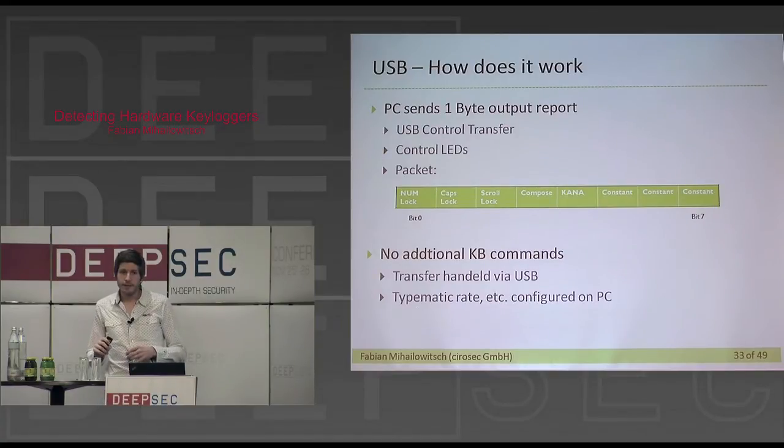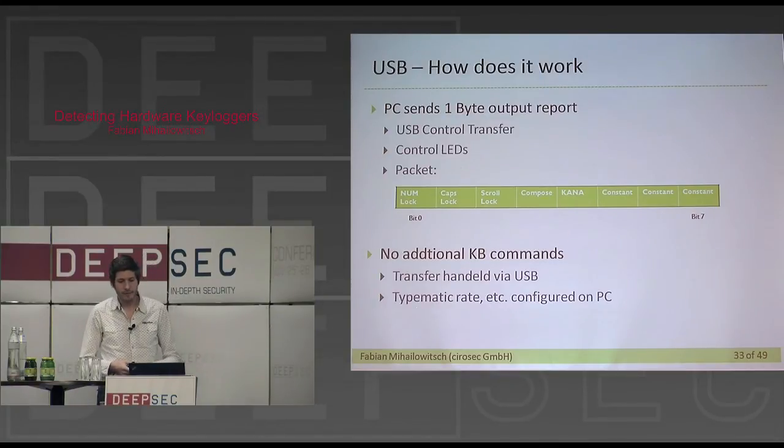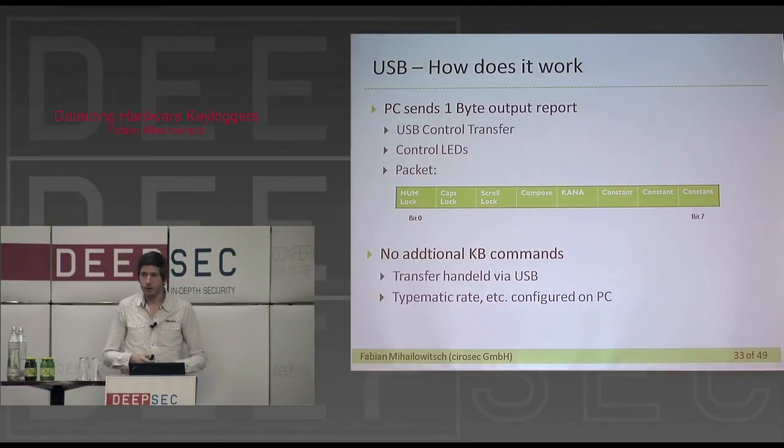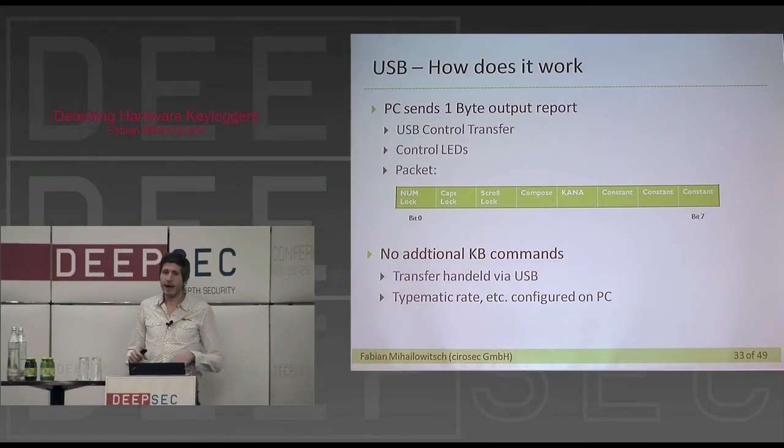The PC to the keyboard in return can send 1-byte output reports. They are sent as USB control transfers and are basically just used to set the LEDs of the keyboard. They don't have any other use. And the packet looks like this: 1 byte, 8-bit. You can see 1 bit for numlock, caps lock, and so on. You don't have any additional keyboard commands like we had for PS2.